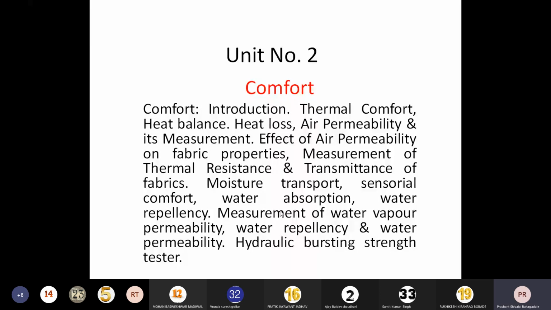Then we will also measure certain thermal parameters like thermal resistance and transmission. How much the body and also the fabric resist the thermal effect comes under thermal resistance, and how much the energy generated is transmitted into the air through the fabric comes under transmission.